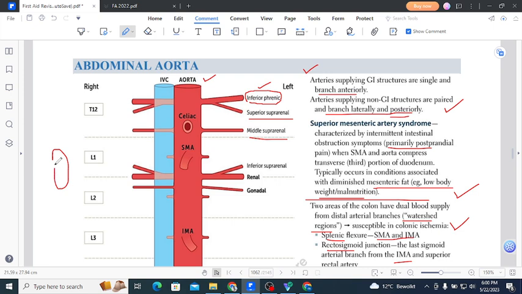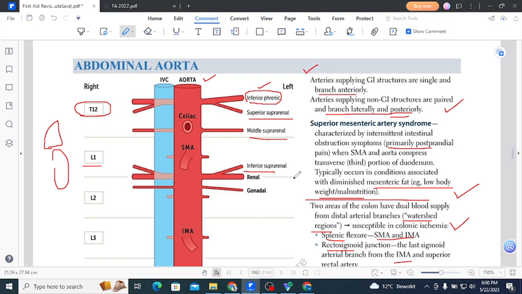Suppose this is the kidney, and then we have the adrenal gland. So the adrenal gland is getting its supply from the superior, middle, and inferior suprarenal arteries. Superior and middle suprarenal arteries originate at the level of T12, just below the diaphragm. And at the level of L1, we have... okay, let's talk about the paired arteries, and then we'll come to the GIT arteries.